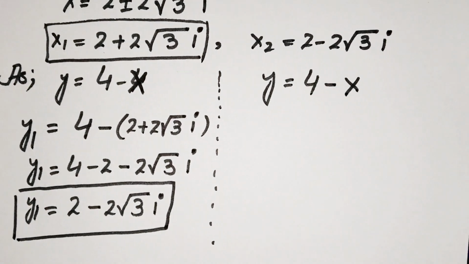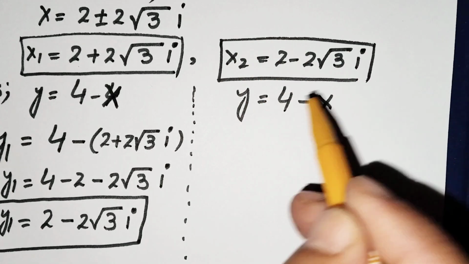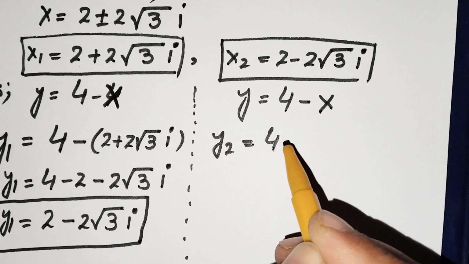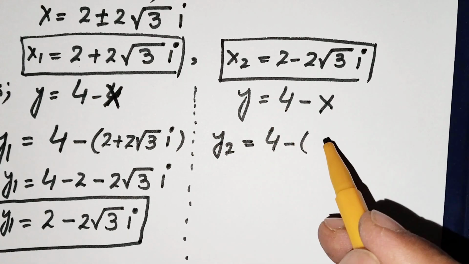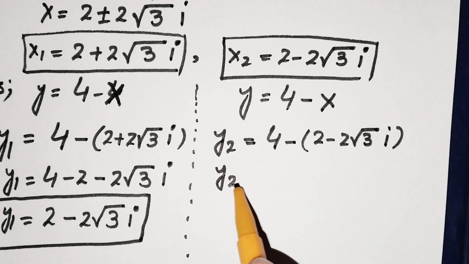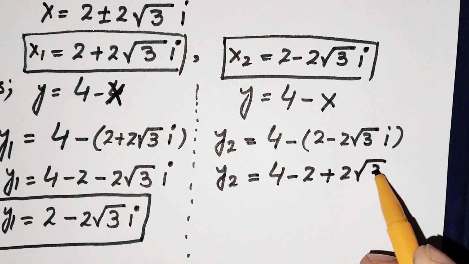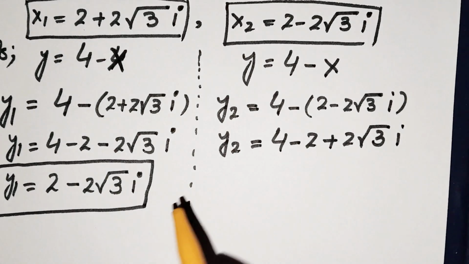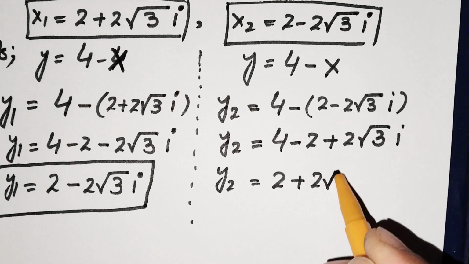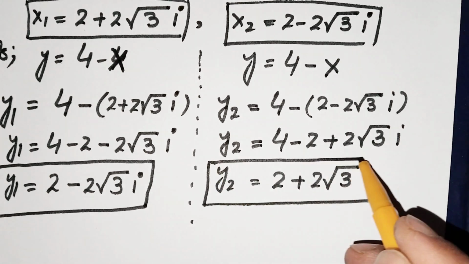Now we are going to find the value of y2 by putting this value of x2 in this equation. Then y is equal to, it will be y2, so 4 minus, here the value of x2 is 2 minus 2 square root of 3i. Now by multiplying this negative sign, we get 4 minus 2, minus times minus is plus, 2 times square root of 3i. And now y2 is equal to 4 minus 2 is 2 plus 2 times square root of 3i. So it is our value of y2.